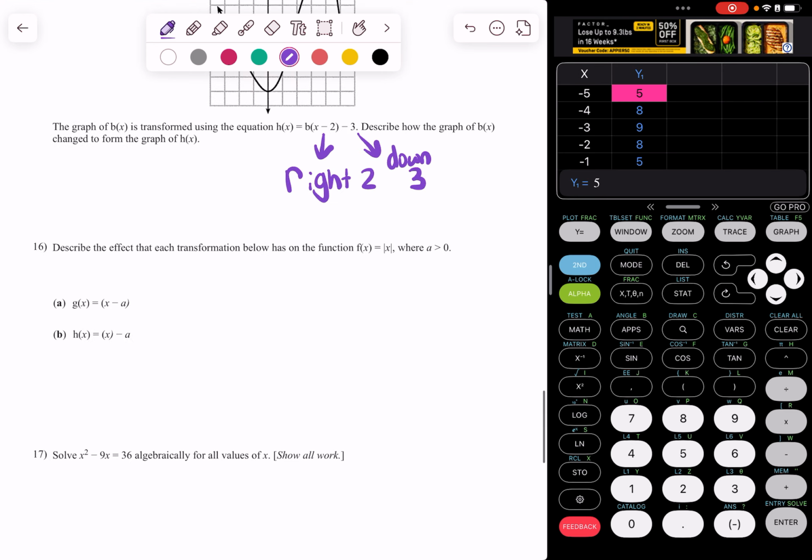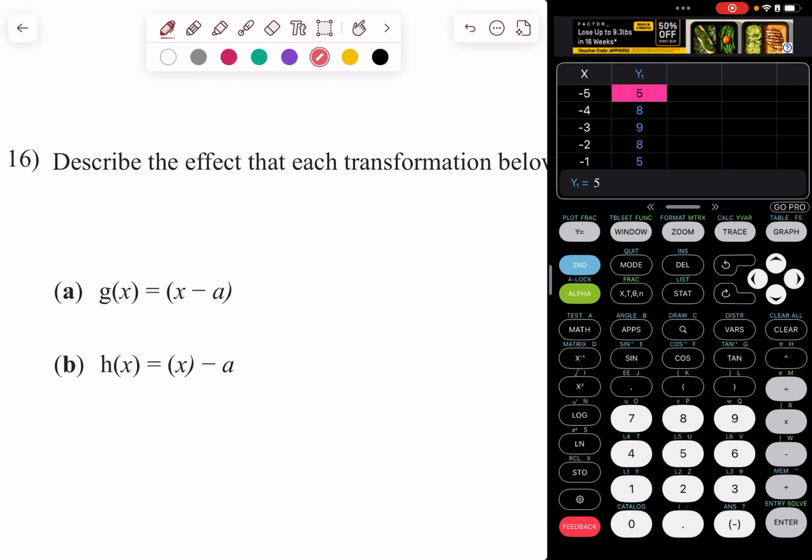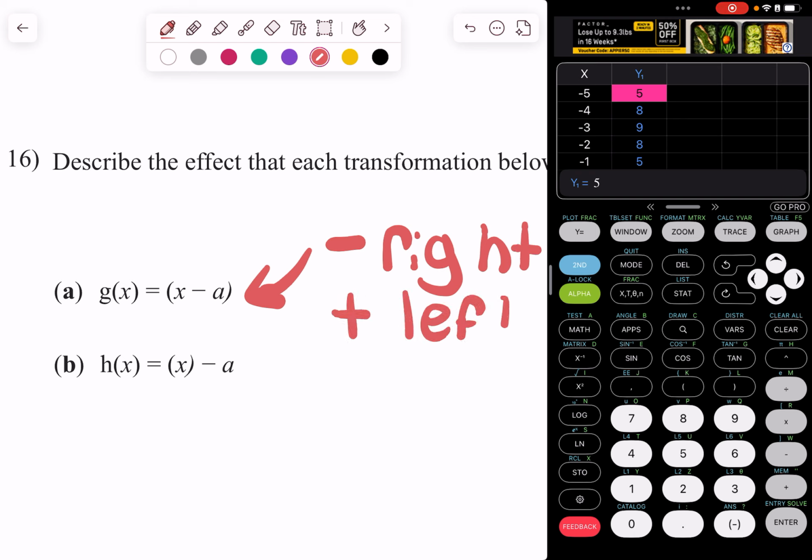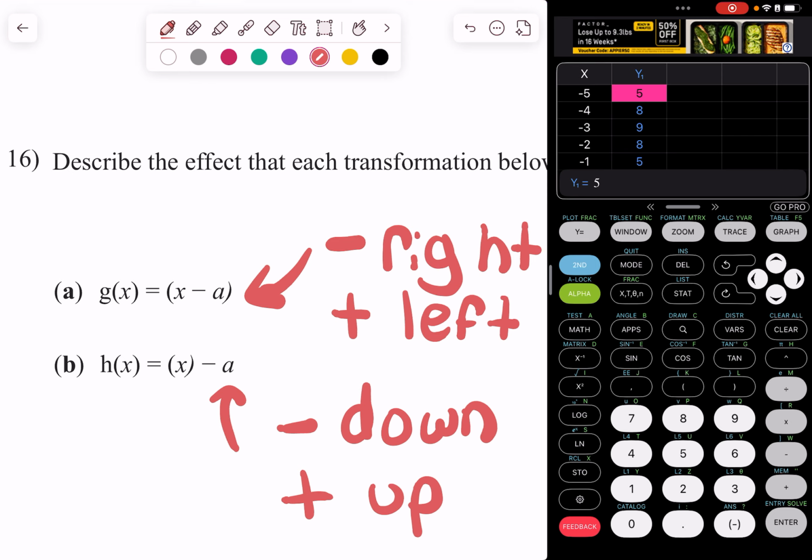Let's look at 16. Describe these transformations. So again, what happens when a number is inside parentheses? When a number is inside parentheses, if it's negative, it goes to the right. If it's positive, it goes to the left. When a number is outside the parentheses to the right side, if it's negative, it goes down. If it's positive, it goes up. Very important to start familiarizing yourself with those rules.